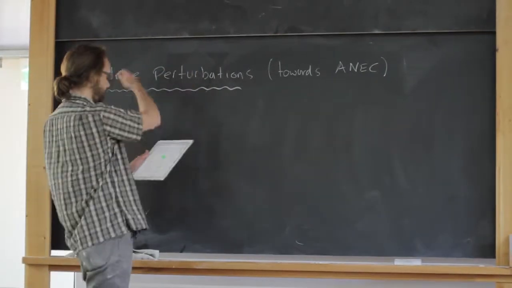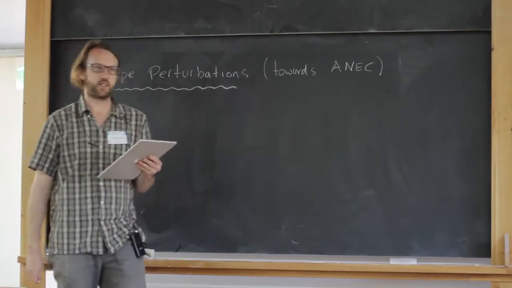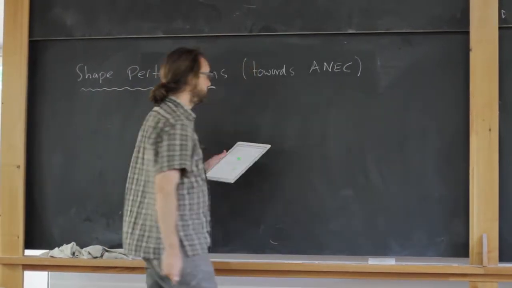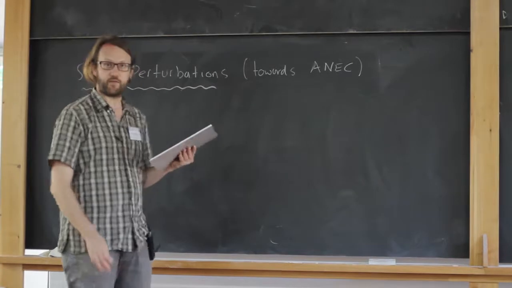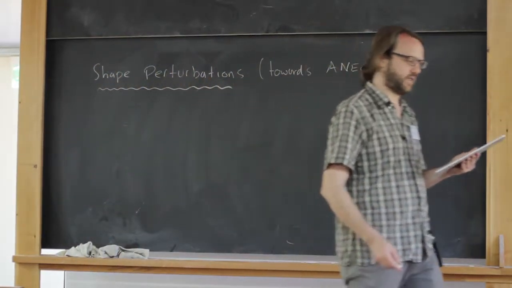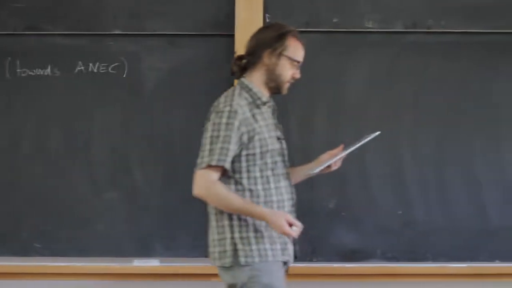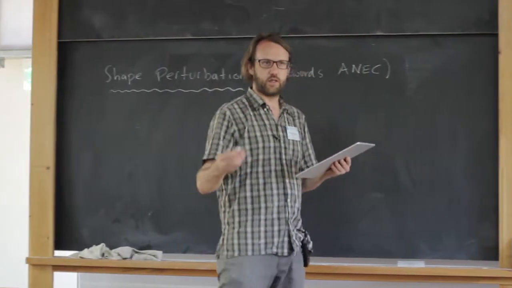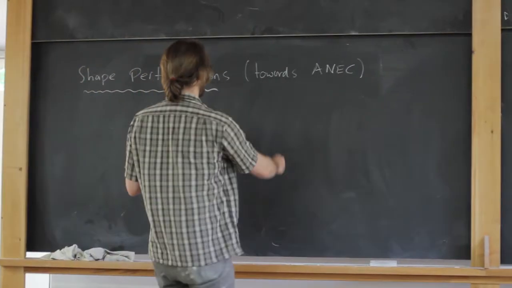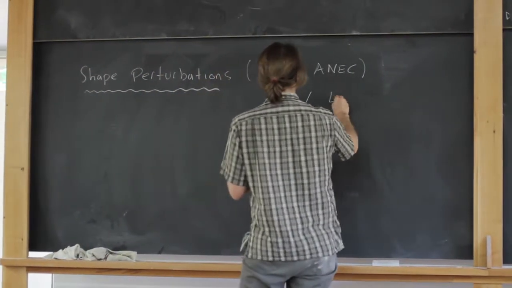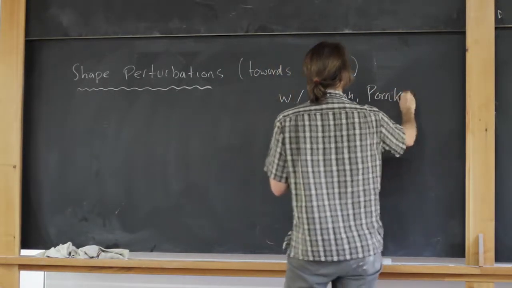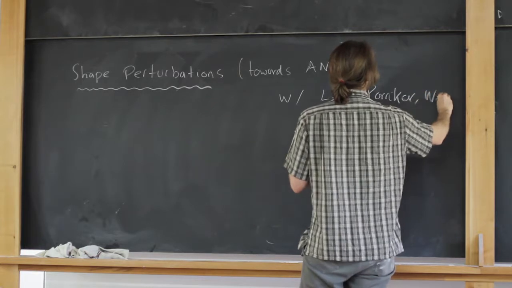some form of perturbations. We'll talk about shape perturbations. And the goal is to produce a proof of the average null energy condition. So this is some condition on quantum field theory that has been discussed a lot lately, so I think it's useful to go through in detail one of the proofs. And this is a proof that I was involved with Rob Lee, Onka Parika, and Huajia Wang.